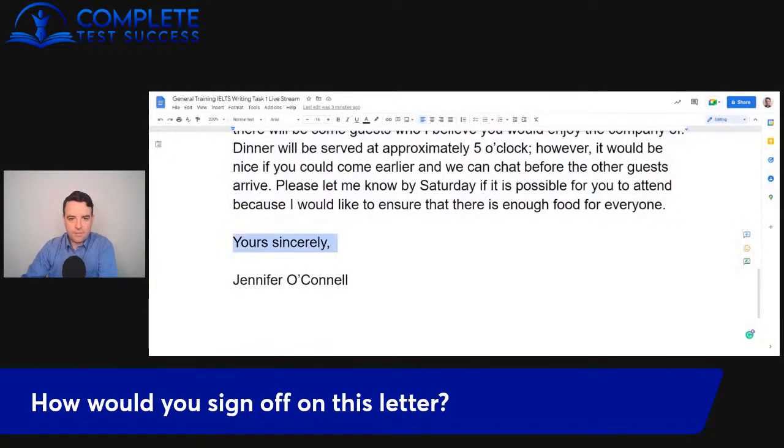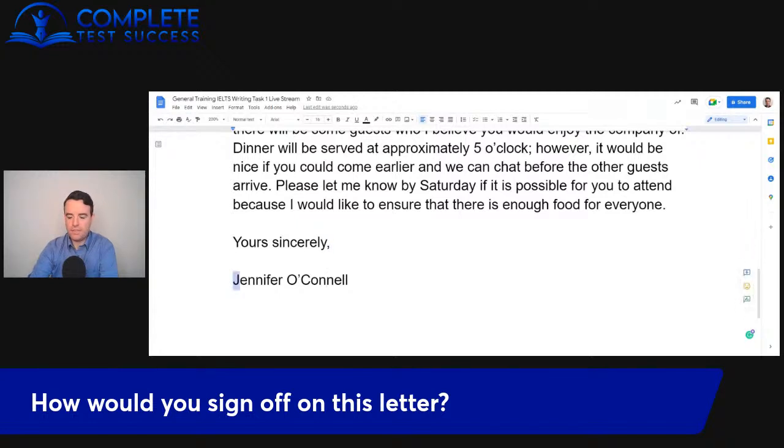Yours sincerely. So again, it's a formal letter, so yours sincerely is appropriate. Don't forget the comma, and don't forget to leave a space between. So this is wrong. Leave a line between the final paragraph and yours sincerely. Leave a line between yours sincerely, comma, and leave a line between that and the name.